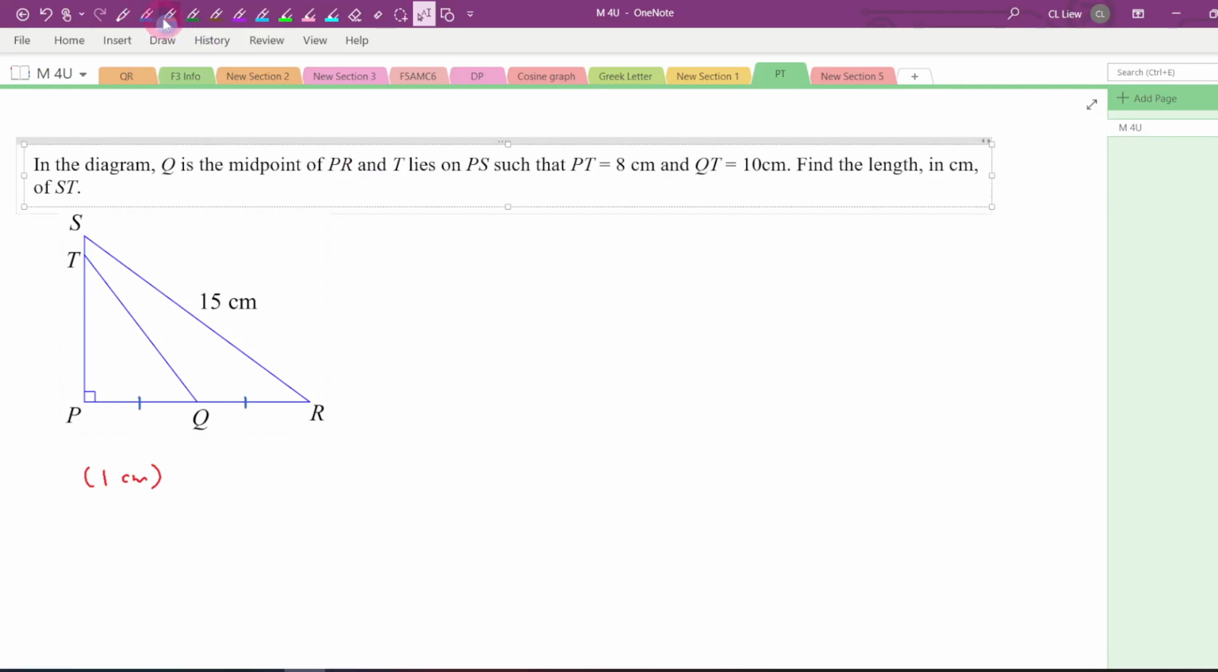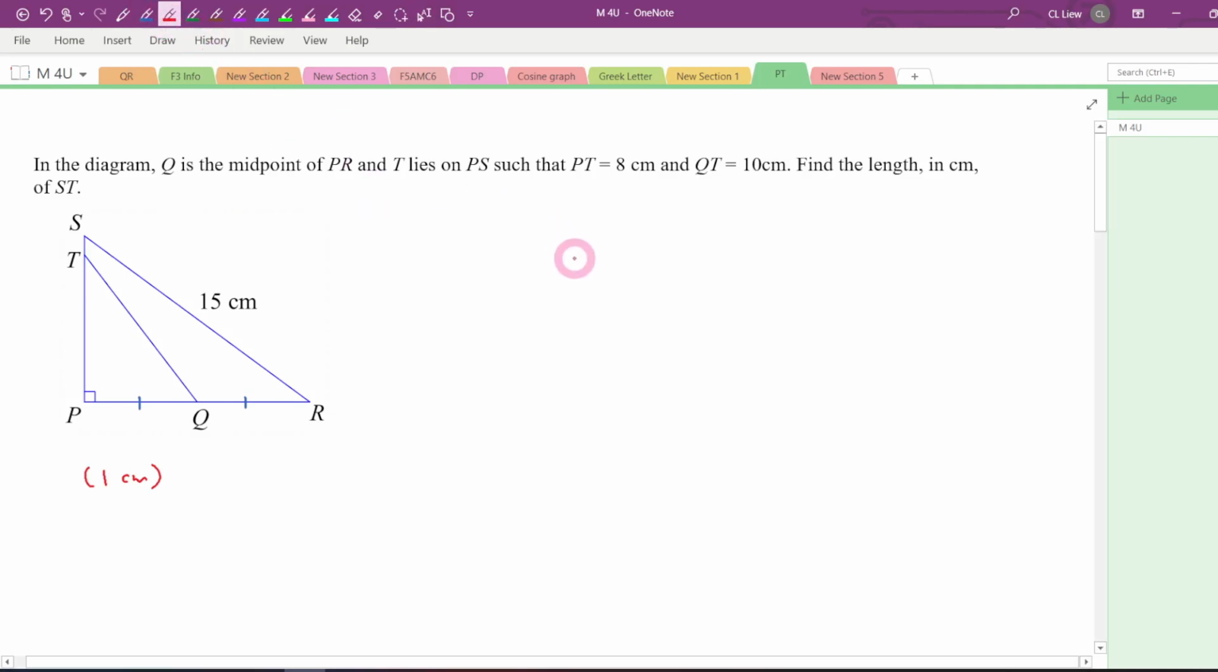Hi, let's do some quick revisions in the Pythagoras Theorem chapters. Now let's say we have a right angle triangle. The side which is opposite the right angle, we call it hypotenuse. And this side is the longest side among the three sides of a right angle triangle.